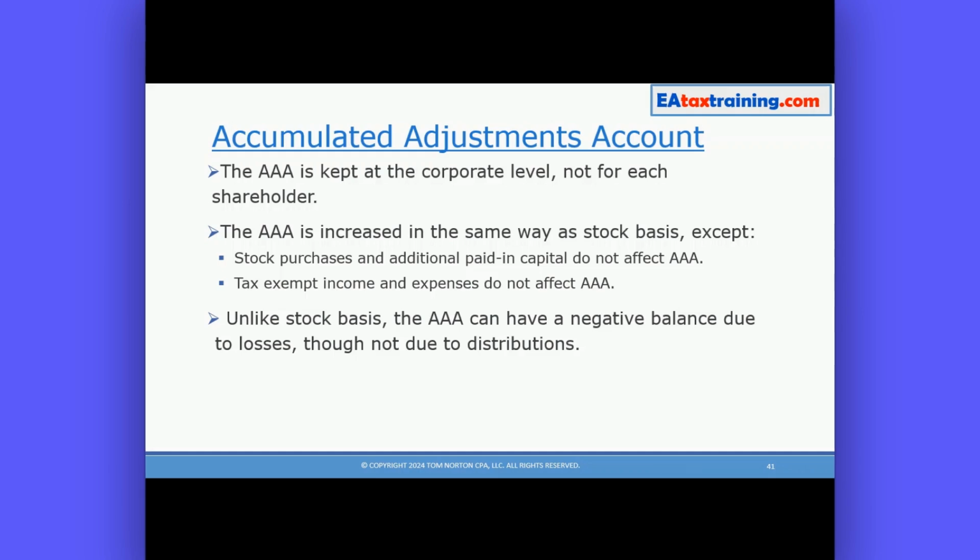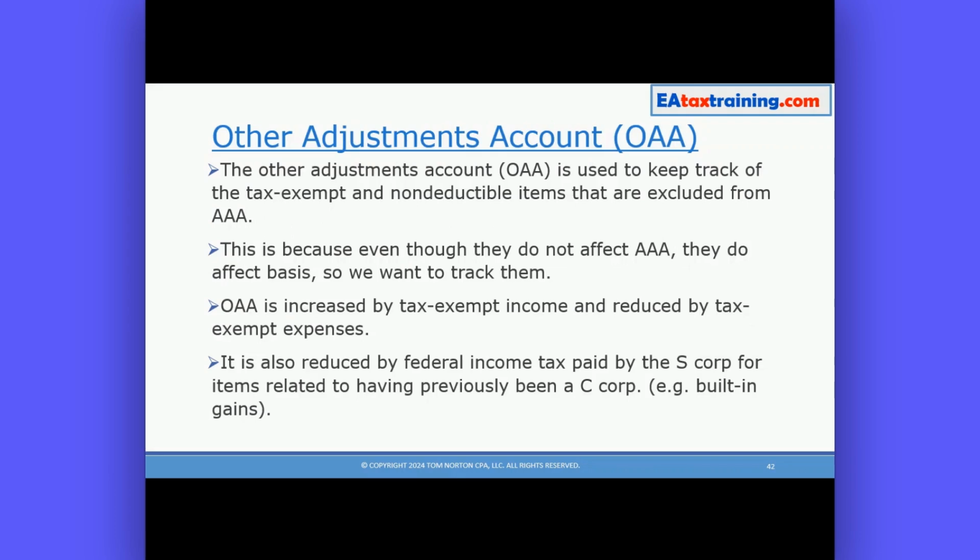Unlike stock basis, AAA can have a negative balance due to losses, though not due to distributions. Remember, stock and debt basis can never go below zero, but AAA can go below zero if it is due to losses in the corporation.